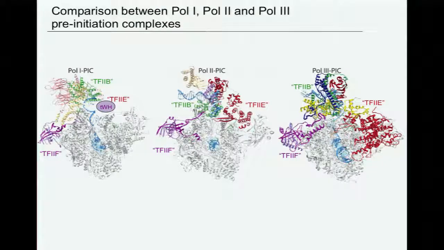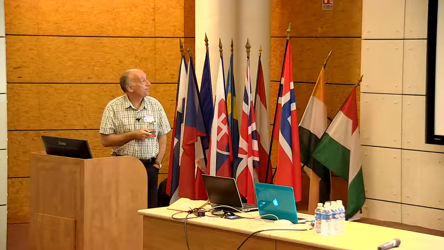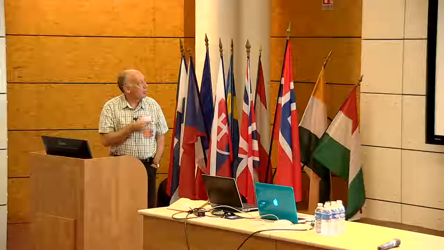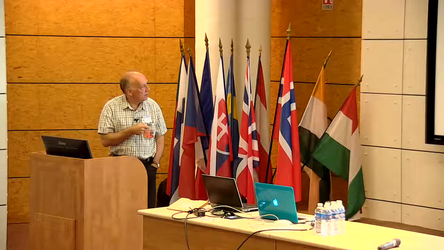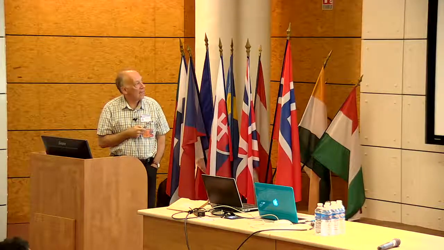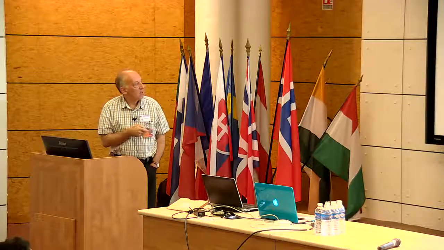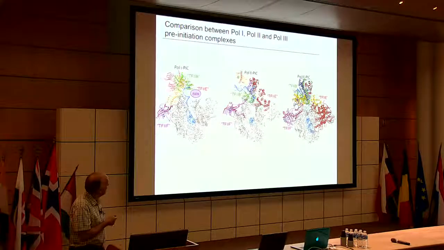And this just summarizes again the three polymerase pre-initiation complexes as we have now determined. So there is the Pol 1 PIC with this quite particular situation with the TFIIB binding more at the outside. And then we have the situation in Pol 2 with TBP and TFIIE and TFIIF contacting from both sides.